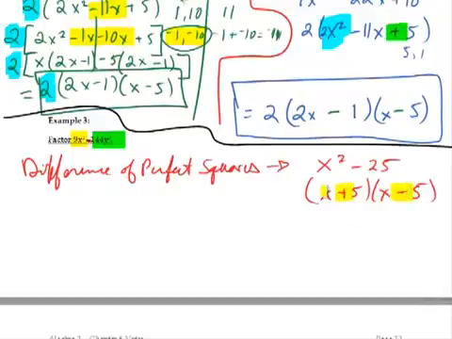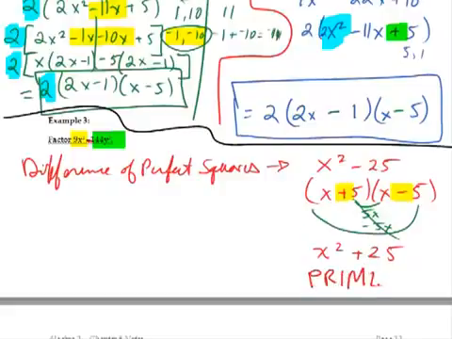And again, if you think about foiling this, your x times your x would give you x squared. Positive 5 times negative 5 is negative 25, and these middle terms, 5x and negative 5x, these cancel, which is why there is no middle term in there. That's that difference of perfect squares. It means the number in front is something perfectly squared and the number in back is perfectly squared. Super important that they are always separated by a minus. If you ever see x squared plus 25, we say it is prime, meaning there is no way to factor it. It can't be broken down any further. That's as far as it goes.